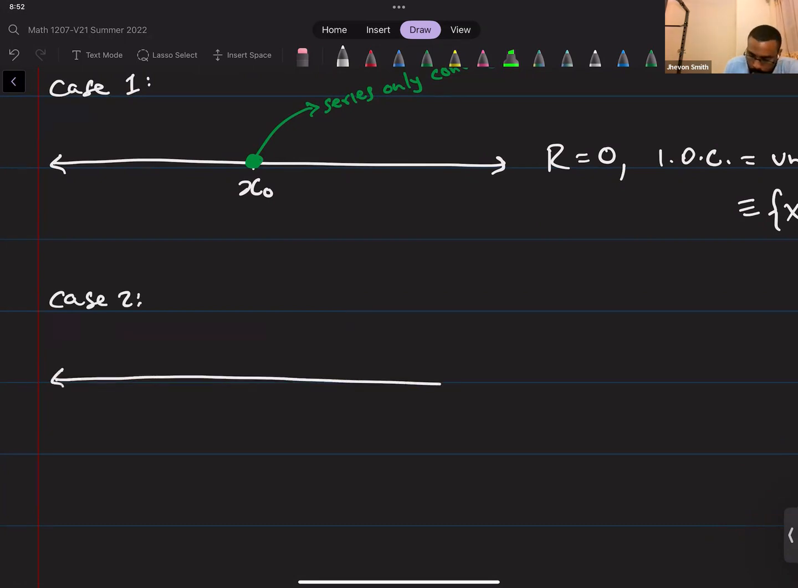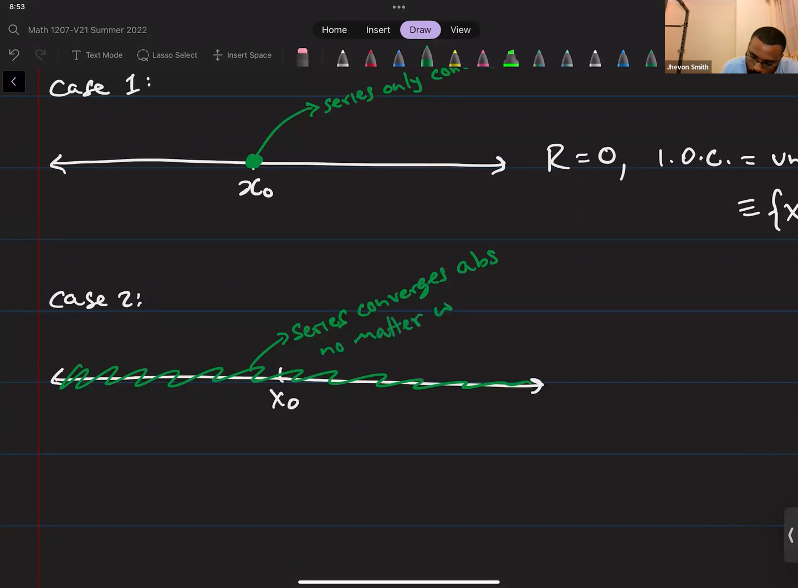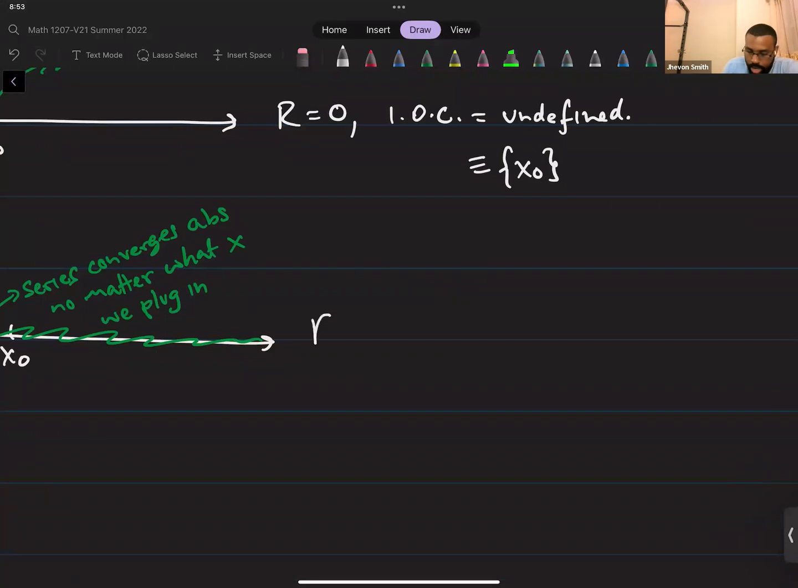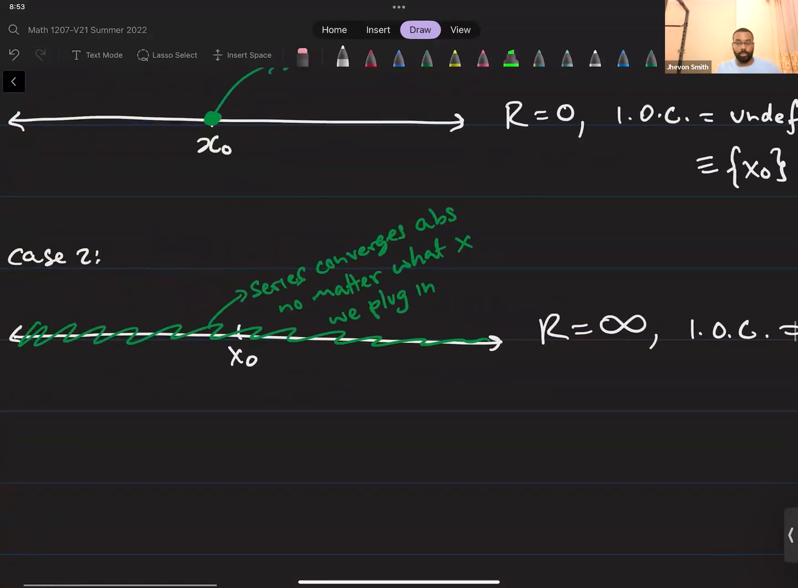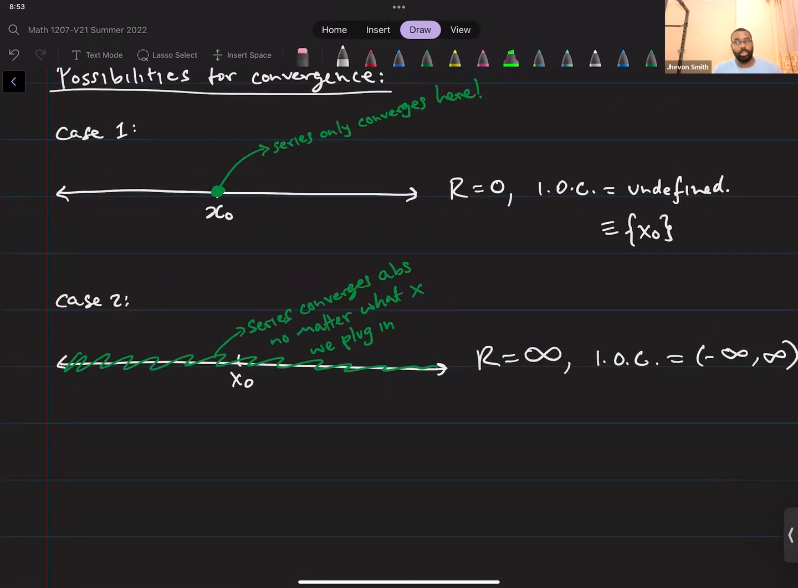Another situation is on your real line, your x naught is here, but it works everywhere. The series converges absolutely no matter what x we plug in. In that case, your radius of convergence is infinity, and your interval of convergence is going to be the entire real line. That's a possibility. Okay, so that's another situation.